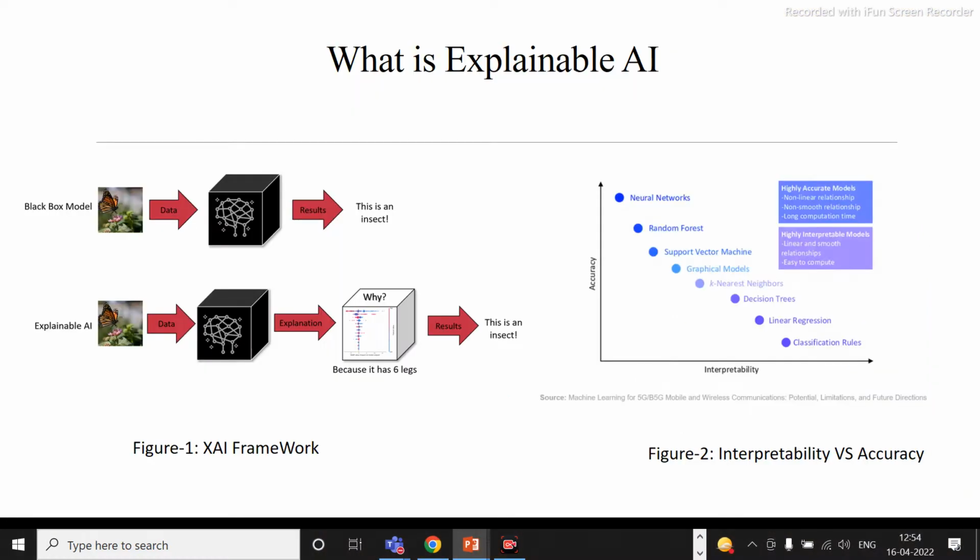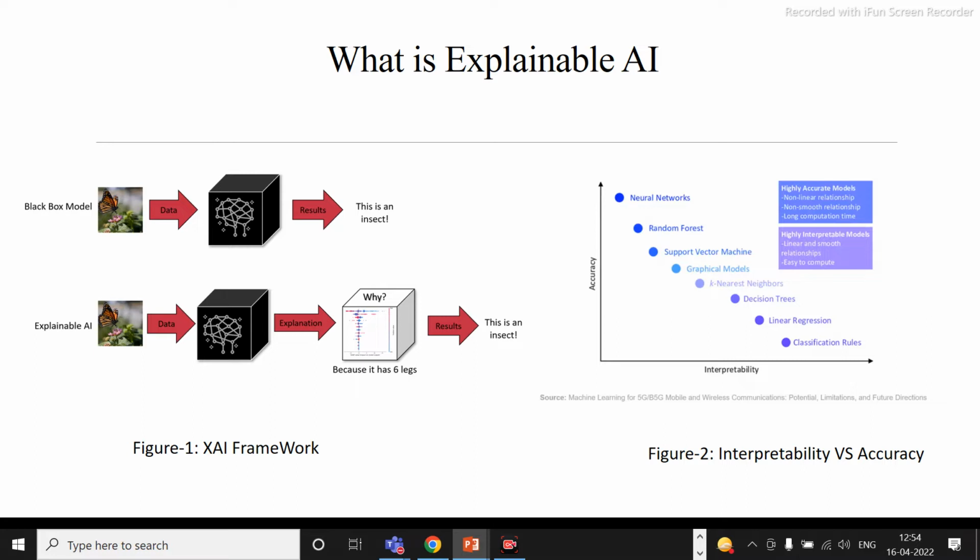Coming to explainable AI, I think this is self-explanatory. For example, in visual number 2, interpretability versus accuracy, there are two models, for example random forest and neural networks. They are black box models, so they are less interpretable, but they are more accurate. But most of the industry needs a more interpretable model, so that they can explain the outputs coming from the black box model to the end users.